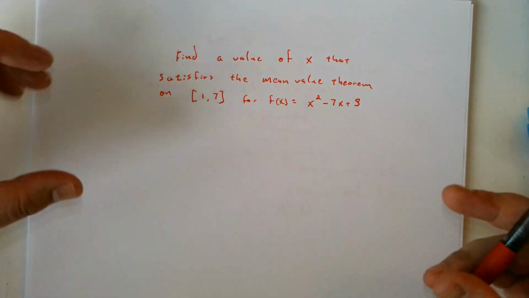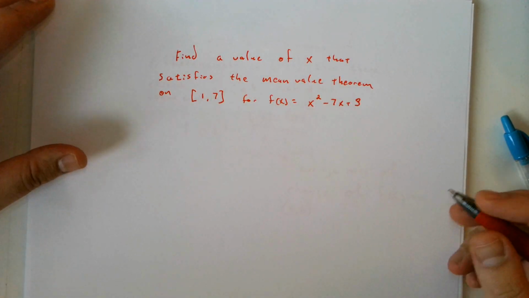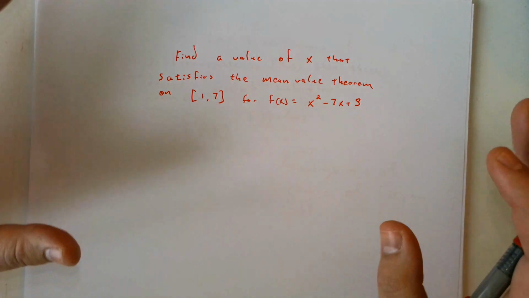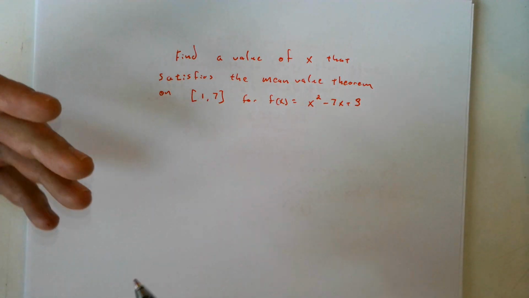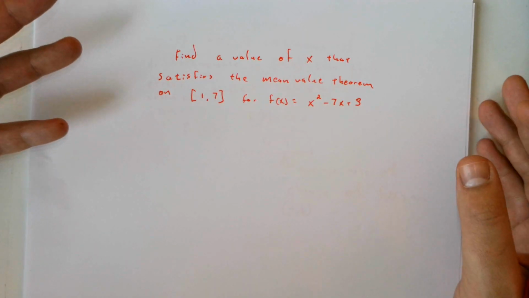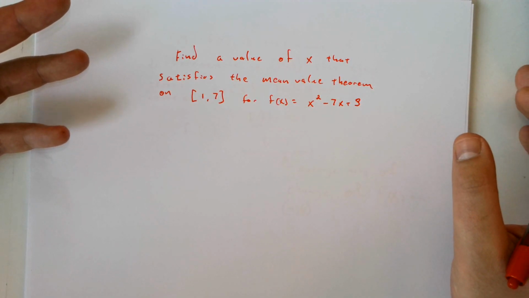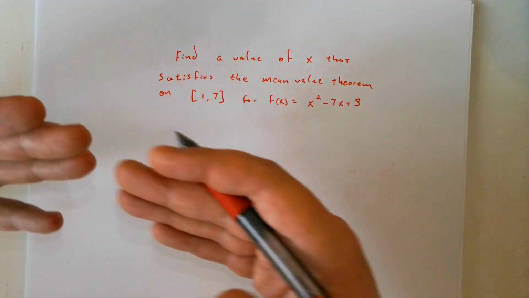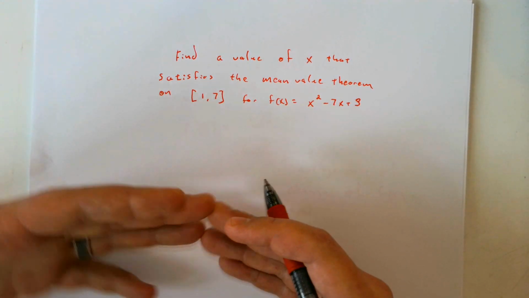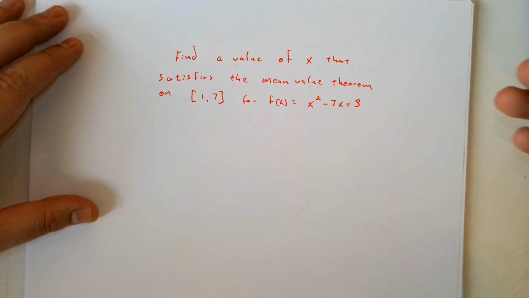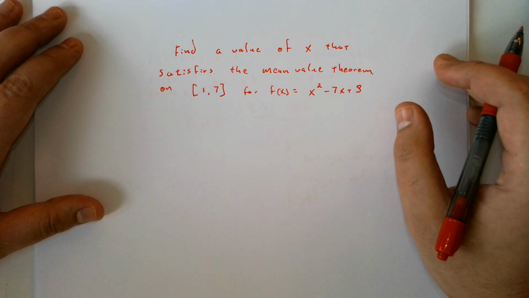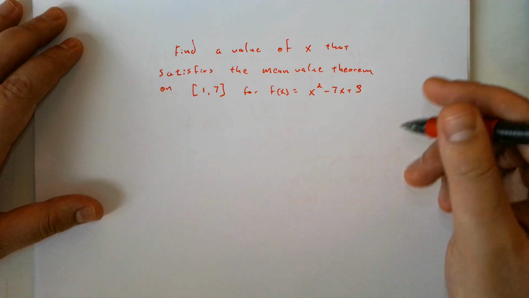So there's a few things that we need here. We want the average rate of change. What this question is trying to ask us is find a point between 1 and 7 where the derivative is equal to the average rate of change. So that value of x satisfies the mean value theorem. Let's find the average rate of change.